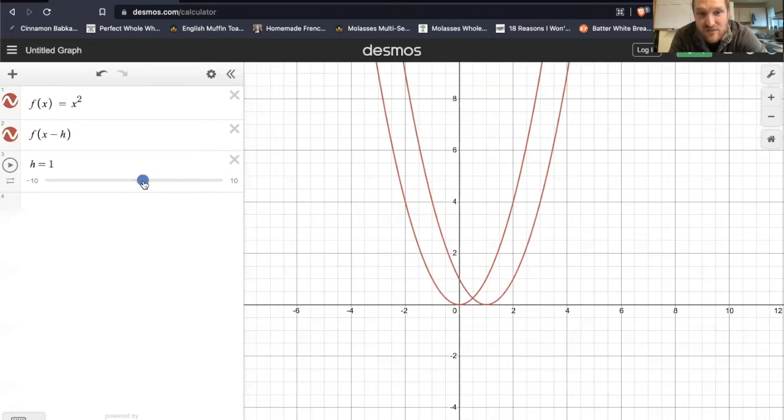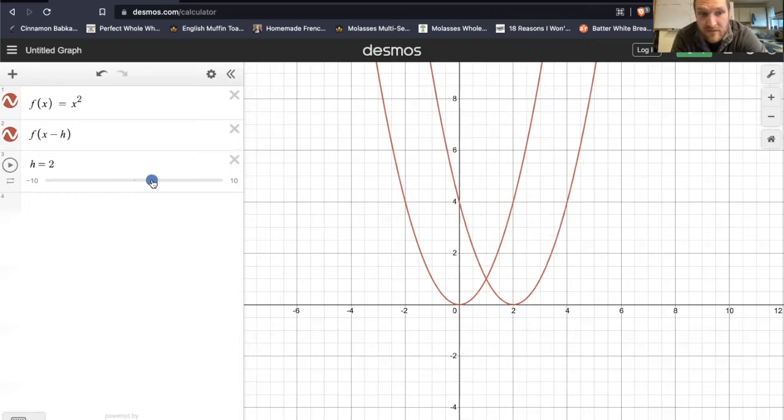Okay, if I move the slider to the right, h is going to get larger. And now when h is 2, the vertex has been shifted over 2 units. Well, in fact, every point on this graph has been shifted over 2 units. But in particular, I'm going to watch the vertex as we go. So if I slide this over to 6, that vertex should end up at 6 because that would be f of x minus 6.